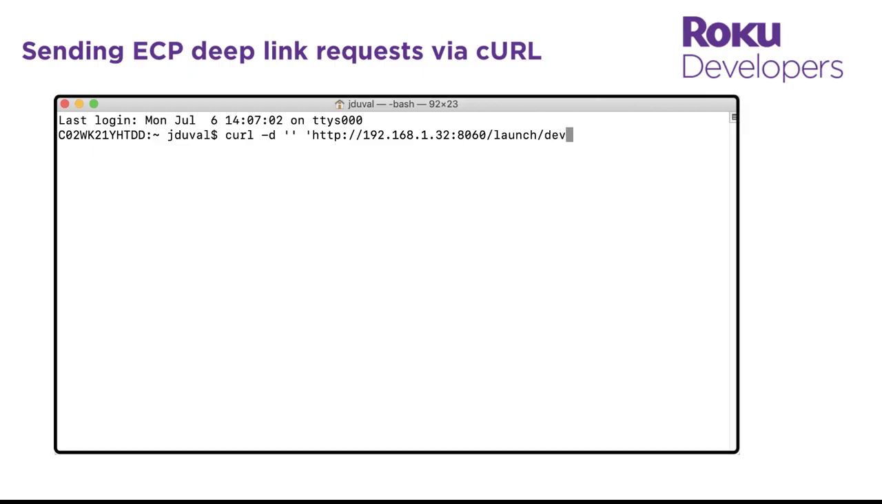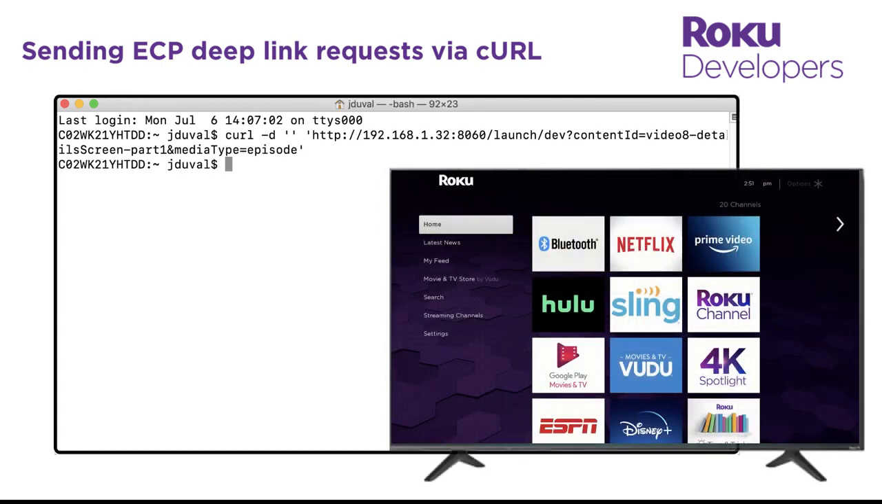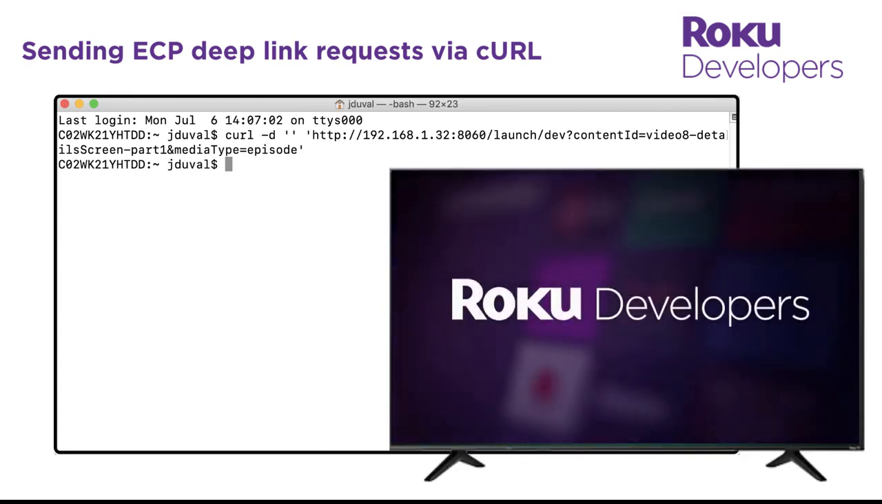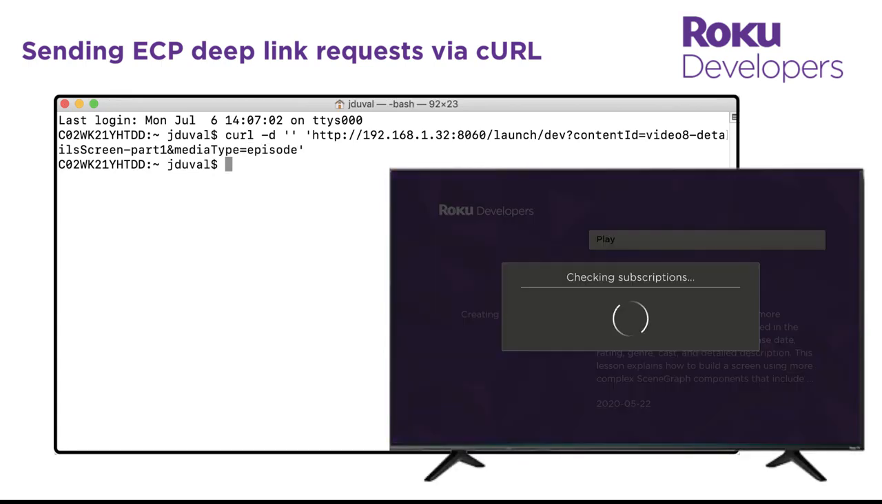You can test deep linking on the production version of your channel by entering its unique channel ID, which is generated when you create your channel. And in the query string, now let's enter the content ID key and set it to the ID of the content to be launched. Enter the media type key and set it to the media type of the content. And then press enter and you'll see the specified content is launched with a playback experience based on the media type.